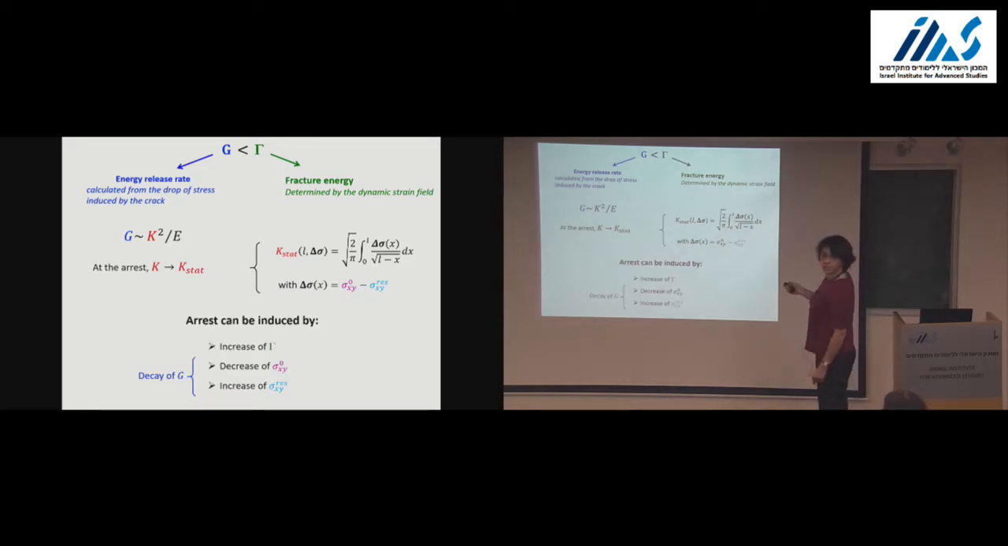Then we see in this criterion that an arrest can be induced either by an increase of gamma along the interface or by a decay of G, the energy release rate. And as G is related to delta sigma, a decay of G can be due to a decrease of the initial stress or an increase of the residual stress. Now we'll study each of these parameters. Let's start with a decrease of the initial stress.